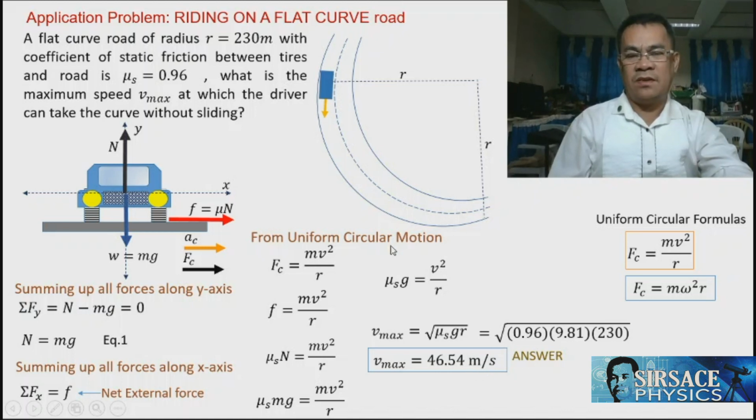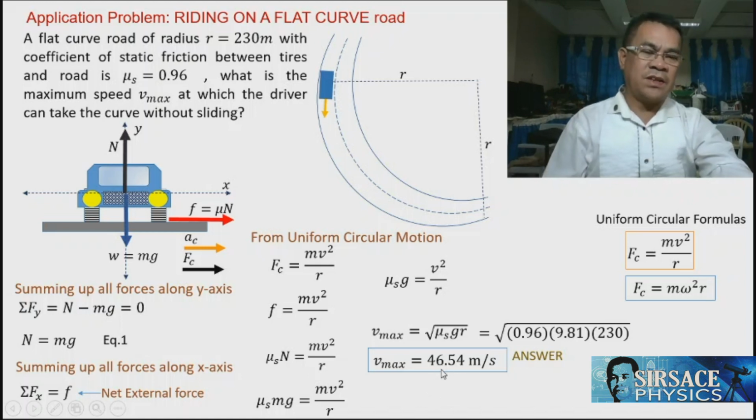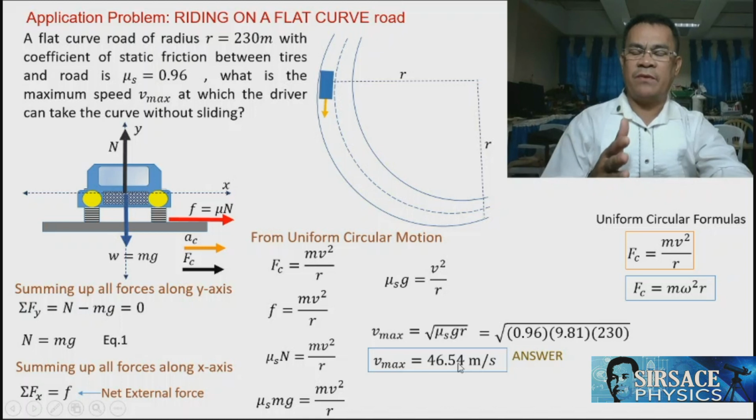So what's the meaning of this? The meaning of 46.54 meters per second is that this is the maximum. So the question is, if you drive the car at 47 instead of 46.54, what do you think will happen? The resulting effect is you cannot make the turn. Why? Because this is the maximum. You can drive below this number.